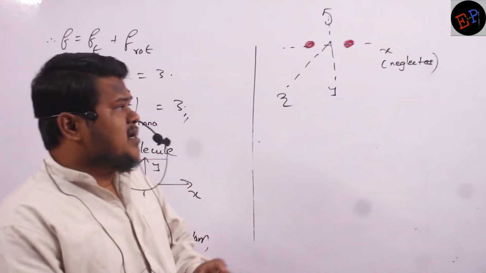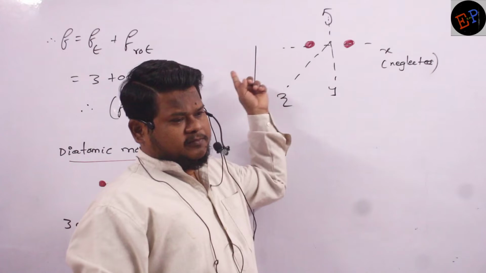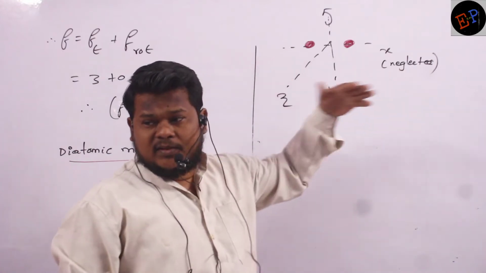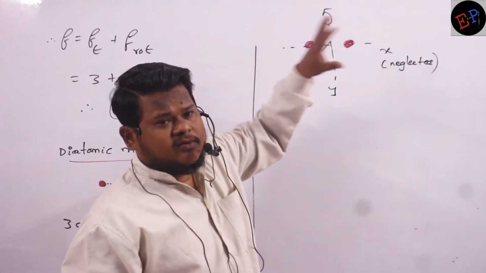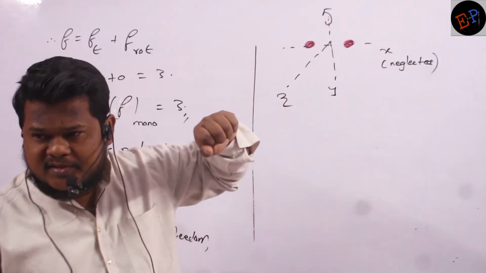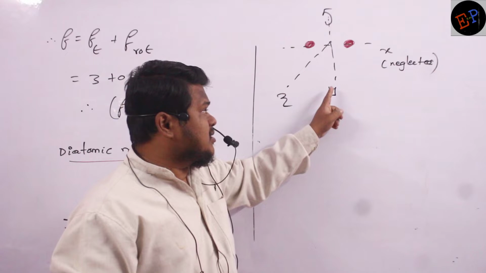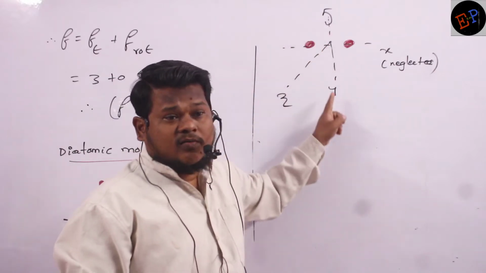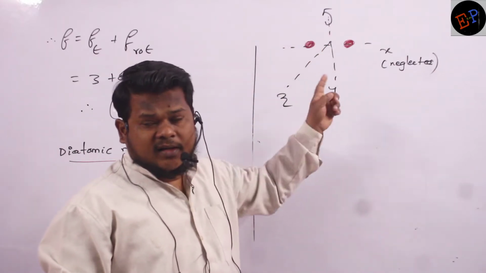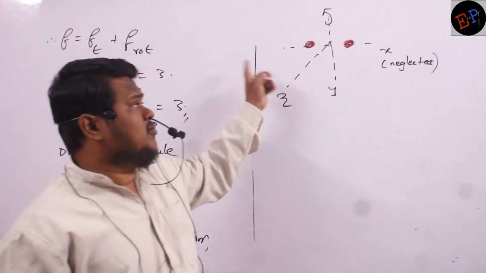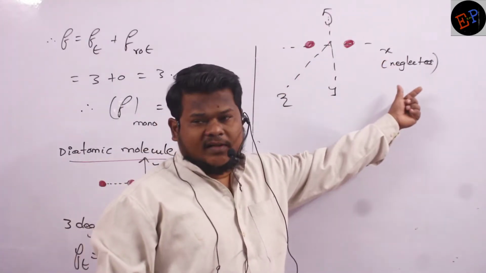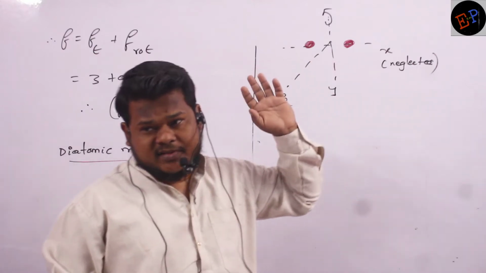Why? Because the axis is passing through the molecules, no? The x-axis is passing through the molecules. And molecules are considered very small, no? So you can neglect their rotational kinetic energy. Are you able to understand? You cannot neglect the rotational kinetic energy when the axis is passing along the y-axis. You cannot neglect the rotational kinetic energy when the axis is passing through the z-axis. But you can neglect the rotational kinetic energy when the axis is passing through the molecules itself.